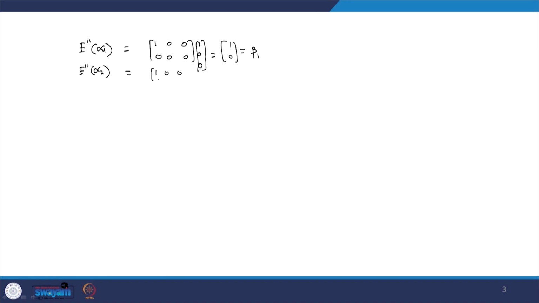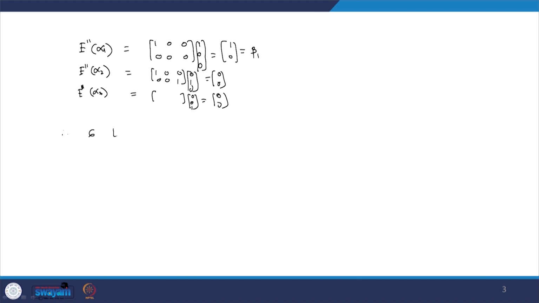[1 0 0; 0 0 0] operating on (0 1 0) is certainly equal to (0 0). Similarly, E11 alpha 3, we can check, is [1 0 0; 0 0 0] times (0 0 1), equal to again (0 0). So, you can check E11, E12, E13 and E21, E22, E23 satisfy all the criteria of the linear transformation that we have defined there.